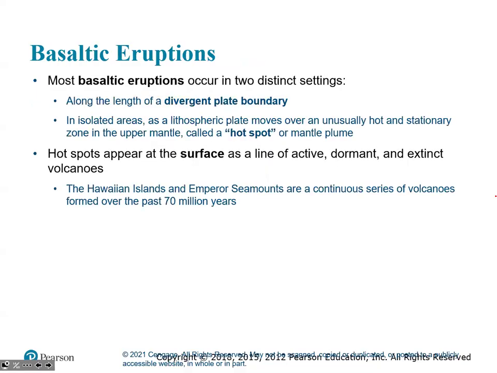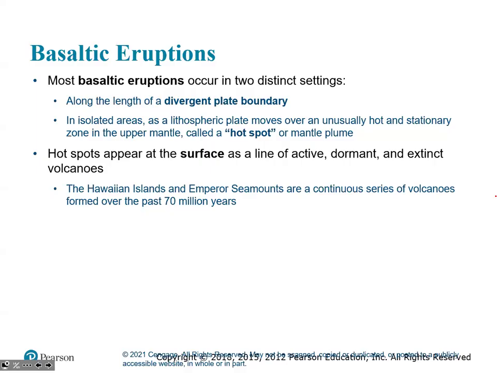Most basaltic eruptions happen in two distinct settings: along the length of a divergent plate boundary, like in Iceland, or in isolated areas where a lithospheric plate moves over an unusually hot and stationary zone in the upper mantle called a hot spot or a mantle plume. So if you want to see basaltic magma coming from a divergent plate boundary, you go to Iceland. If you want to see basaltic magma coming from a hot spot, that's Hawaii.